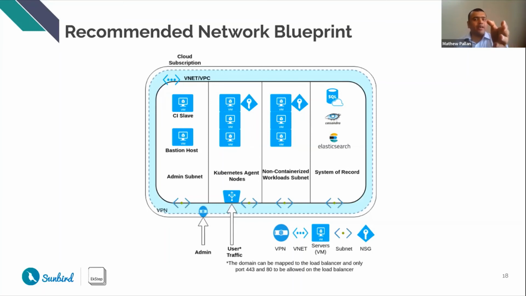And like I've shown, the Kubernetes agent nodes are in a separate subnet, with the non-containerized workloads in a separate subnet, and there can be security groups between each of these subnets to decide what kind of traffic can flow between them. And the external load balancer is attached directly to the Kubernetes agent nodes with only port 443 or port 80 attached, and that will ensure that the rest of your infra is secure. And the databases can be in their own layer.